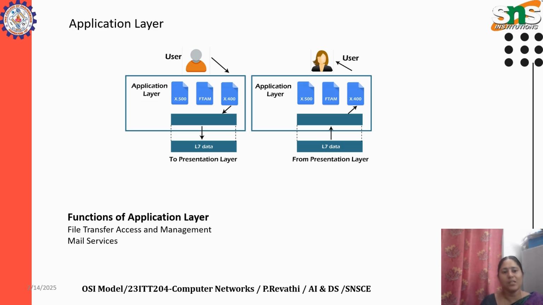Next one is mail services. An application layer provides the facility for email forwarding and storage. Directory services. An application layer provides distributed database sources and is used to provide global information about various objects.